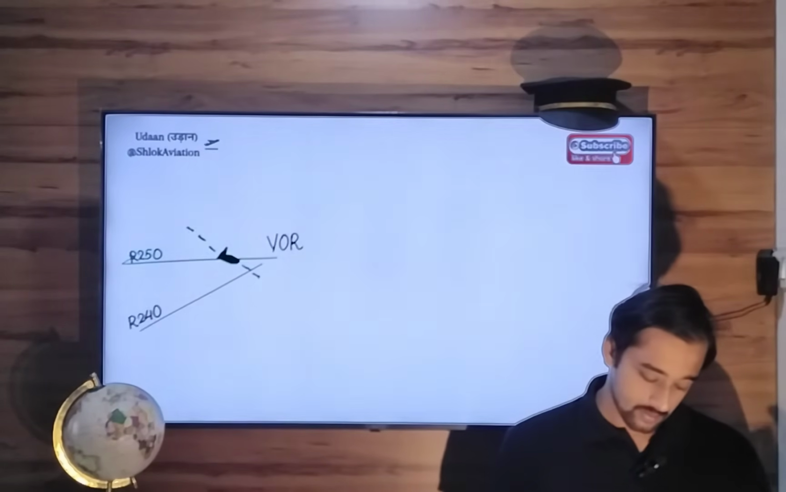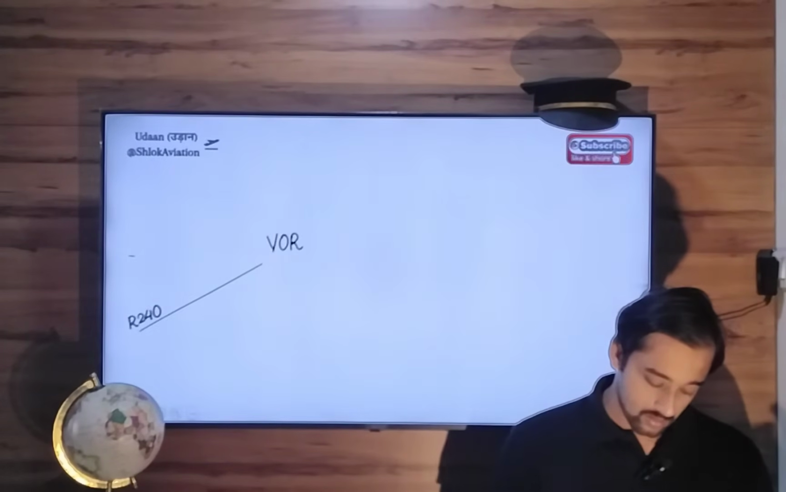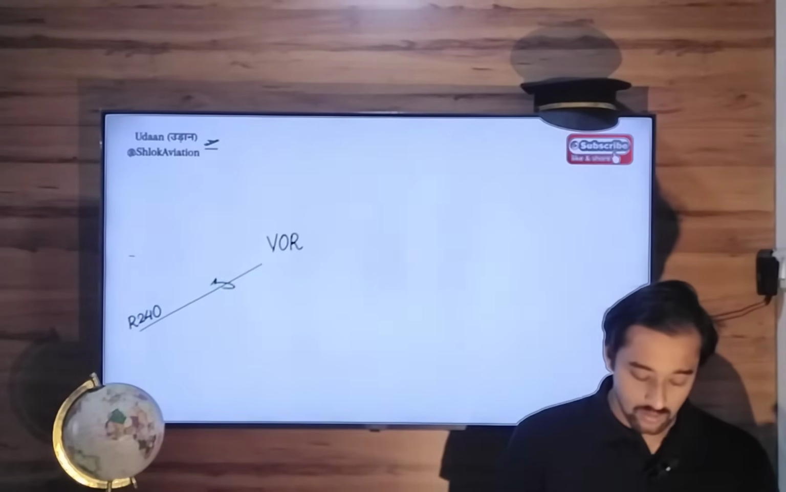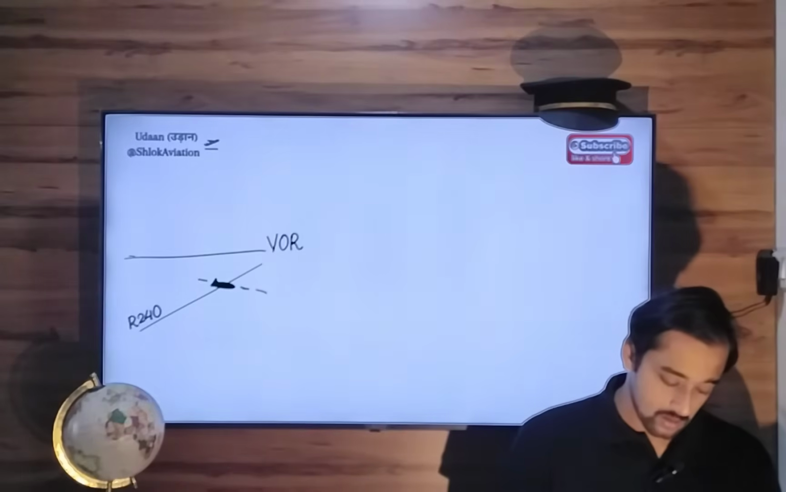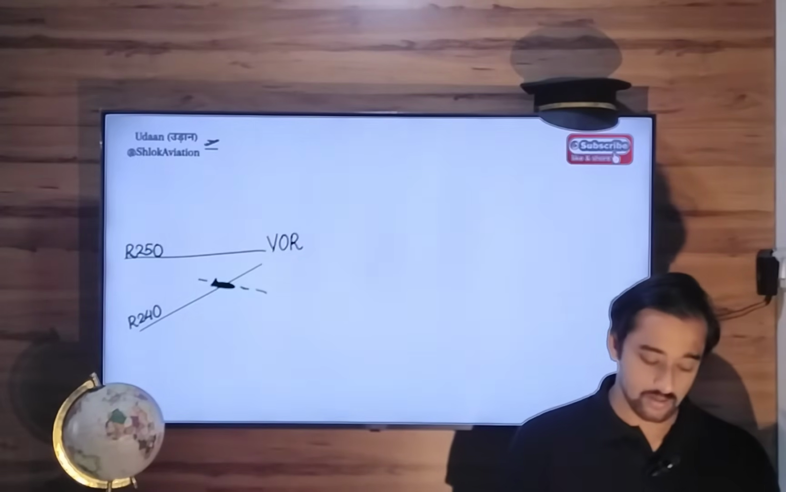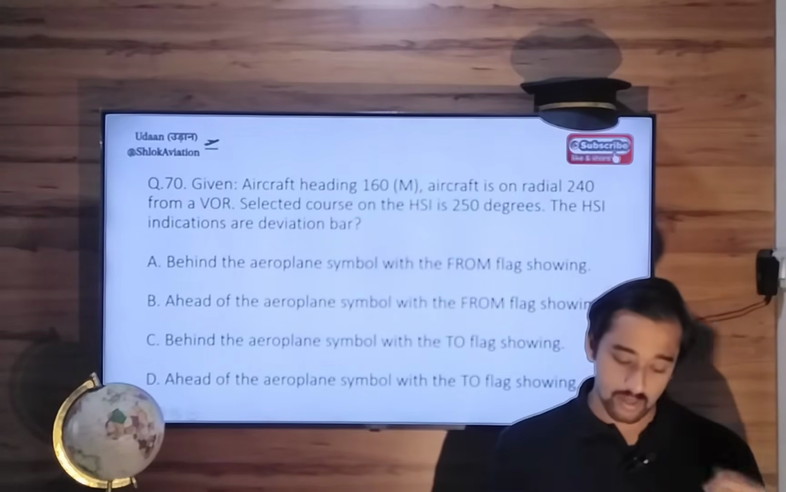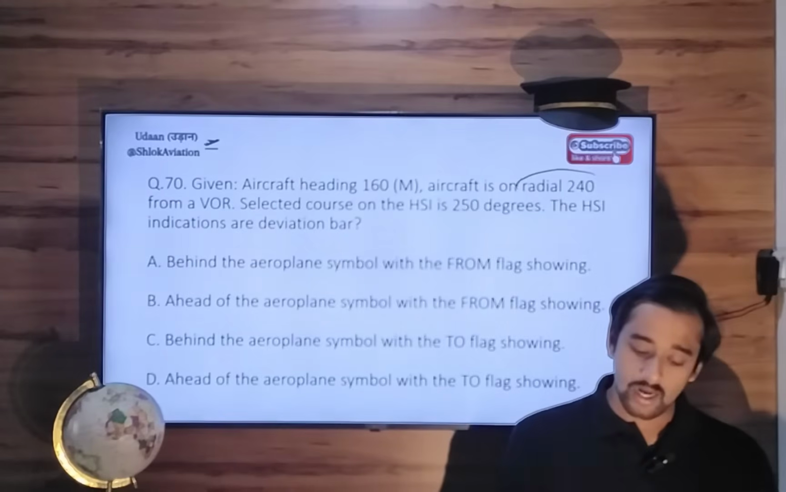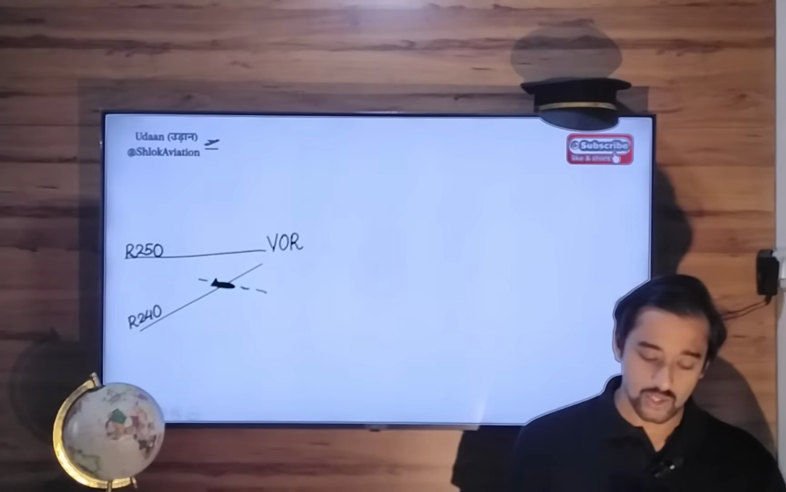Okay, 160 heading and radial 250 is selected. Okay, so what will you do? The aircraft is flying outbound. How do you determine that? Currently you are on radial 240. So 240 minus 90 is what?